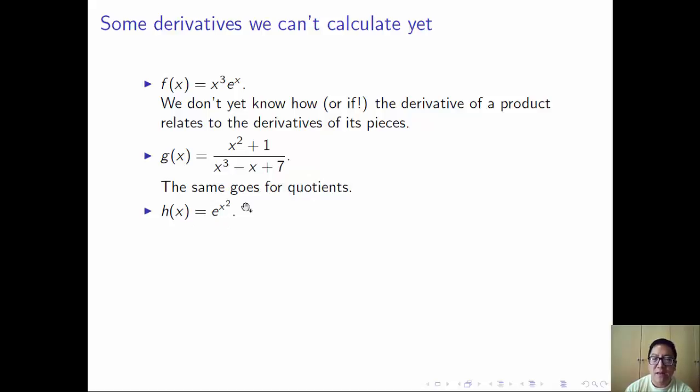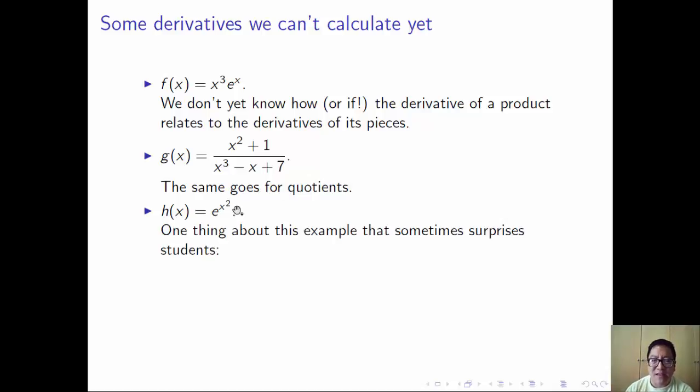Let's take h of x equals e to the x squared. What students always think at this point is, well, I know the derivative of e to the x, the derivative of e to the x is e to the x. Yeah! But what's the derivative of e to the x squared? Well, one thing about this example that will sometimes surprise students is that the derivative of this function is not e to the x squared. The pattern only applies when it applies, and the pattern only talks about exactly e to the x, not e to the something else.